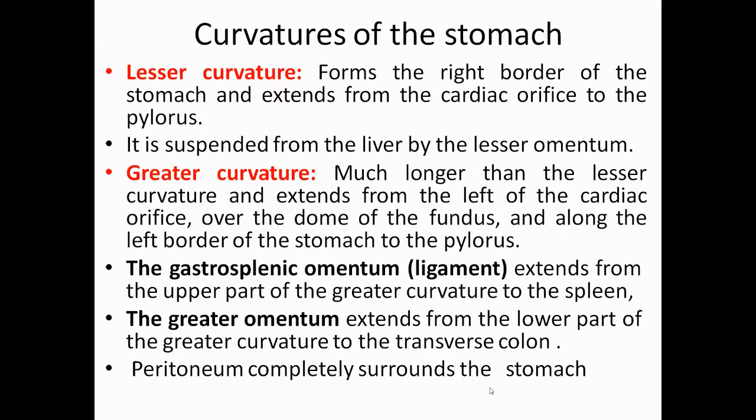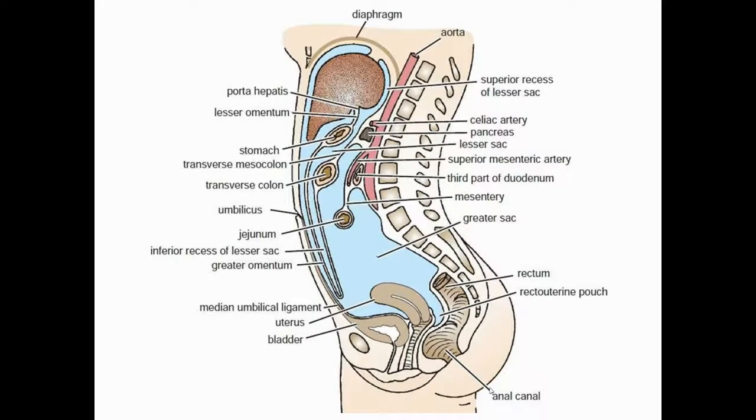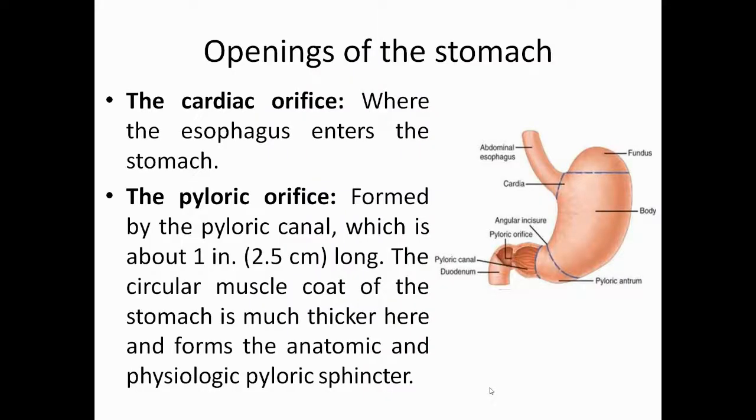Gastrosplenic omentum extends from the upper part of the greater curvature to the spleen, and greater omentum extends from the lower part of the greater curvature to the transverse colon. Peritoneum completely surrounds the stomach. Now we'll see the openings of the stomach: cardiac orifice, where the esophagus enters the stomach, and pyloric orifice, formed by the pyloric canal, which is about 2.5 centimeters long, and the circular muscle coat of the stomach is much thicker and forms the anatomic and physiologic pyloric sphincter.